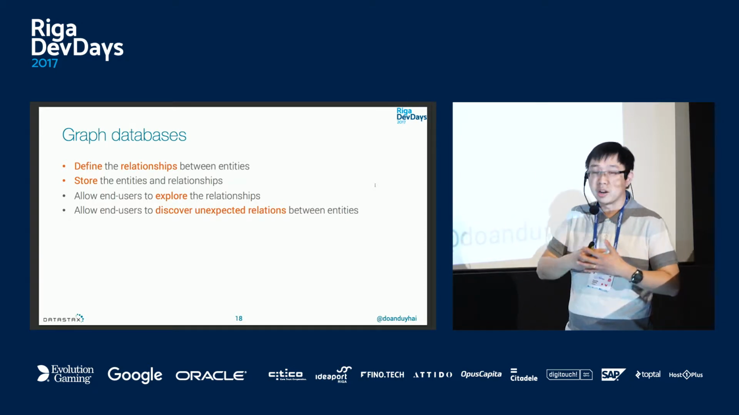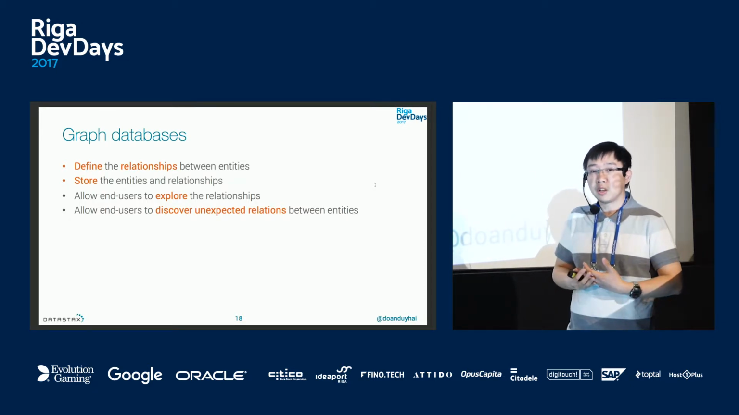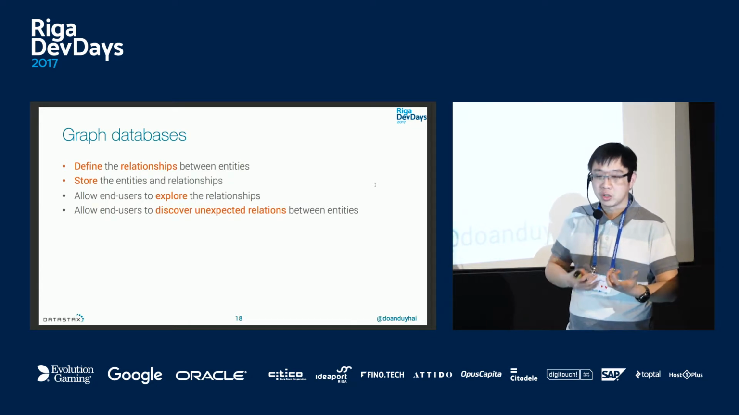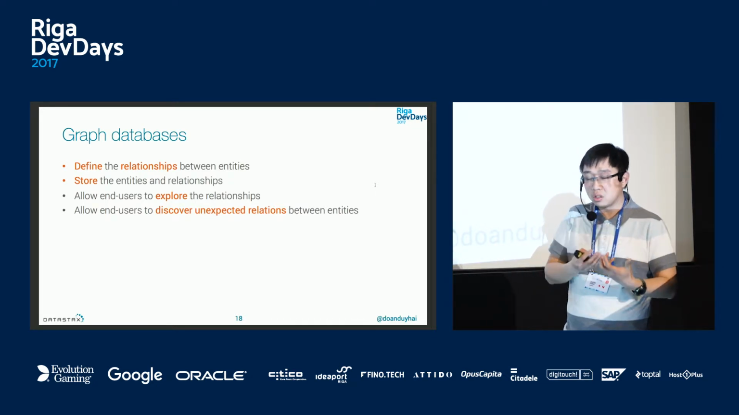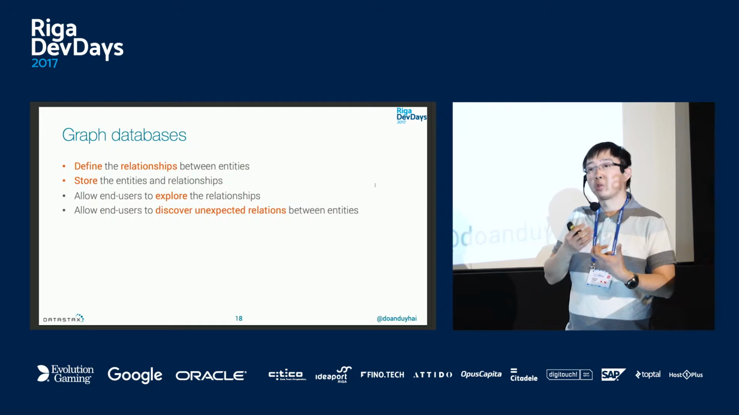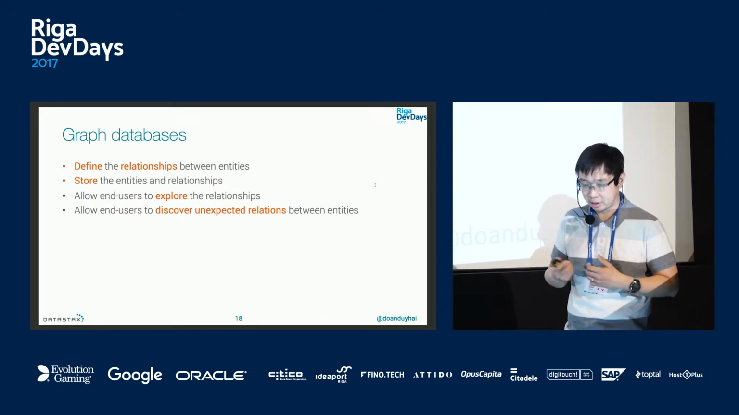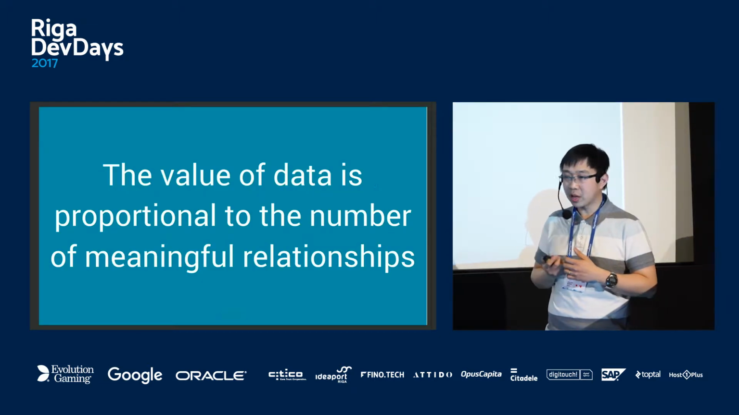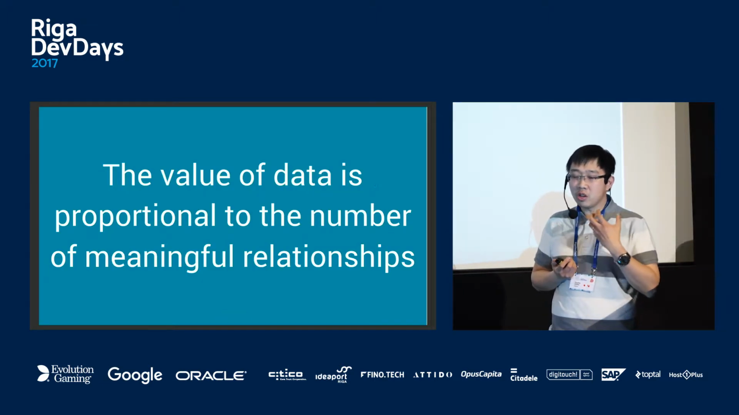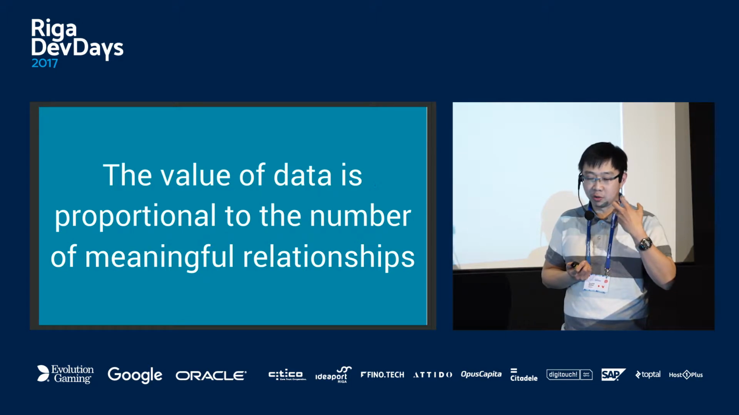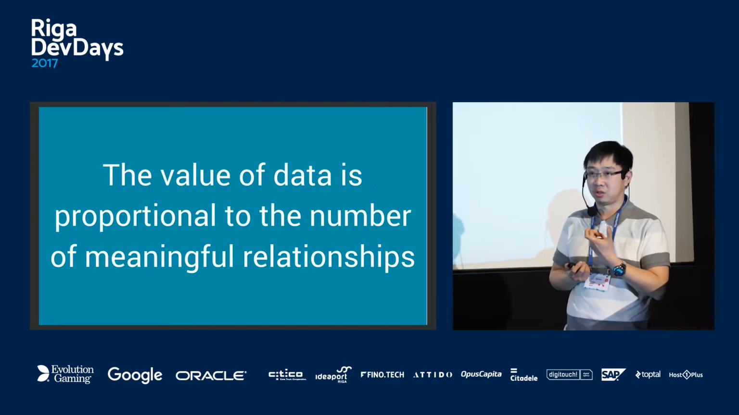So what does it mean, unexpected relations? It means that first you make a query about a user watching some movies, and then you discover that those users are also watching other movies that you didn't ask for in your first query. So in fact, a graph database is only useful where you have most of the value of your data in the relations.